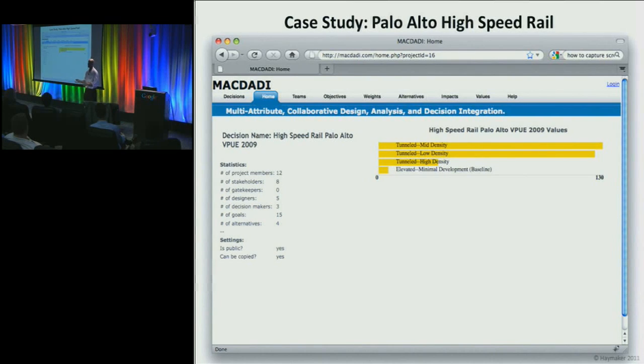tunnel the tracks through Palo Alto and build density up over the air rights to help pay for it, or if we should just build, as the current plan, an elevated track, which will go right down the current right-of-way of the Caltrain. So these are our 4 options, and this is a summary that says, according to this analysis, we should tunnel it and build mid-density around it. Okay, so how do we get to that?